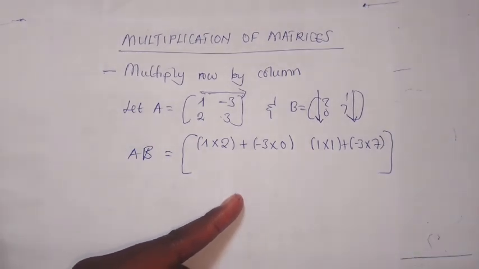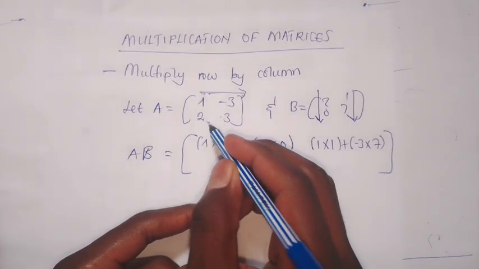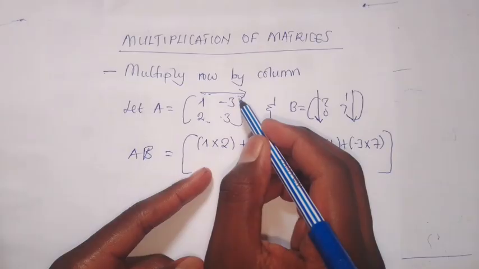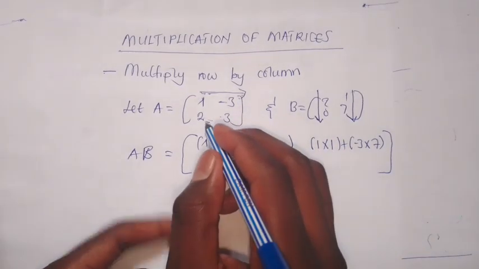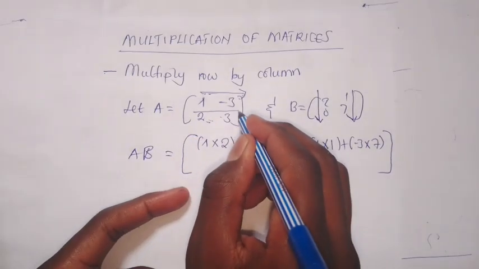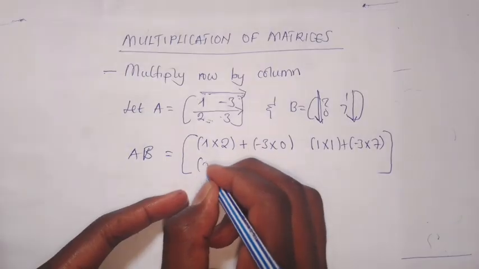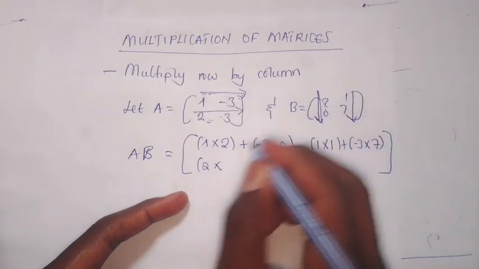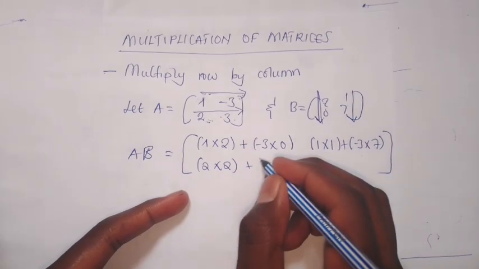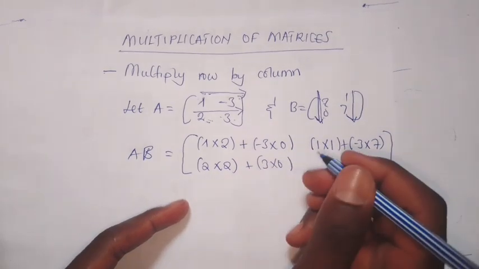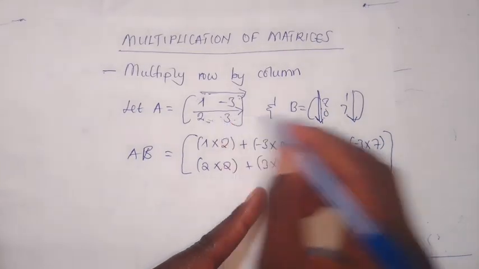Hope you are getting me. Again, we start with this row. We are done with this row, then we're going to start with this one. So again, this is the row. So we're going to start with this one again. So we're going to say 2 times 2 plus 3 times 0. Okay, we are done with this column. We're going to start with this one.